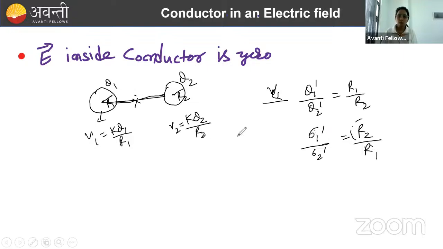So Q is directly proportional to radius. If radius is more, Q will be more. And sigma is inversely proportional to radius. It means if radius is more, sigma will be less. If radius is less, sigma will be more.